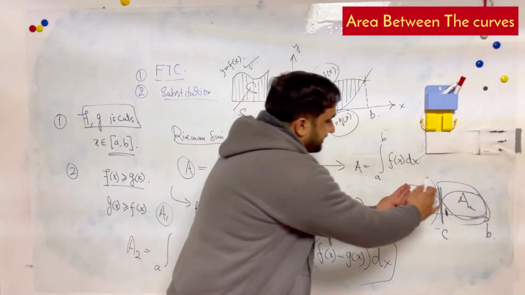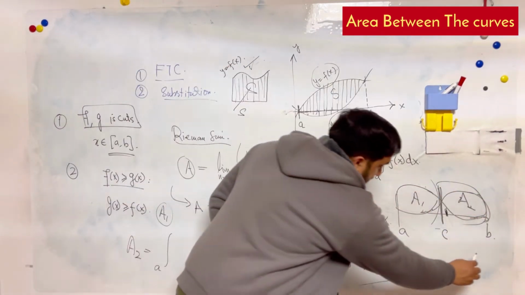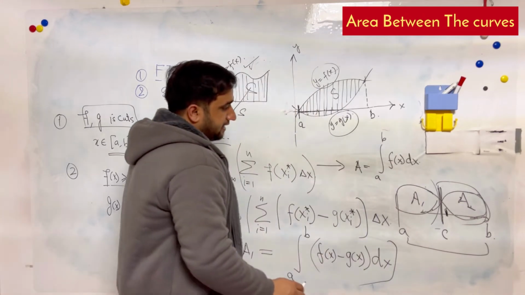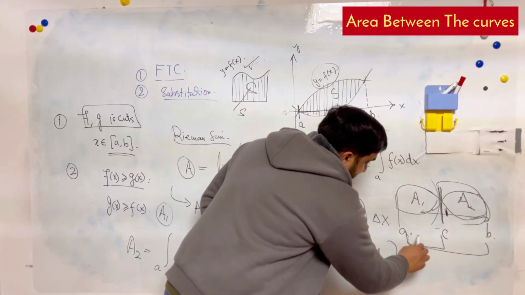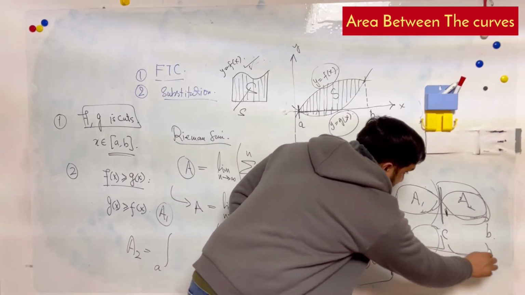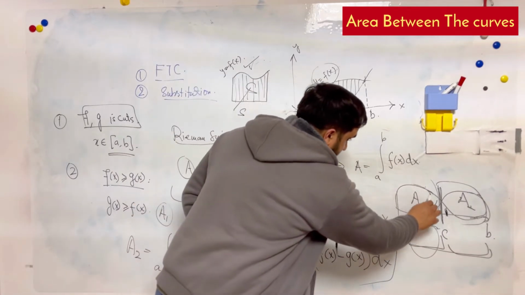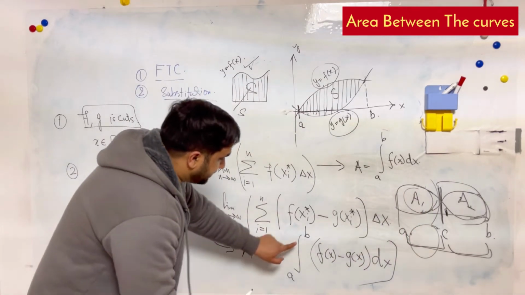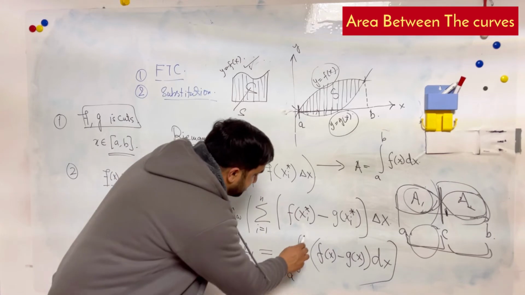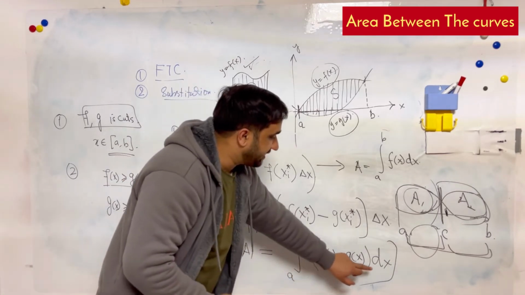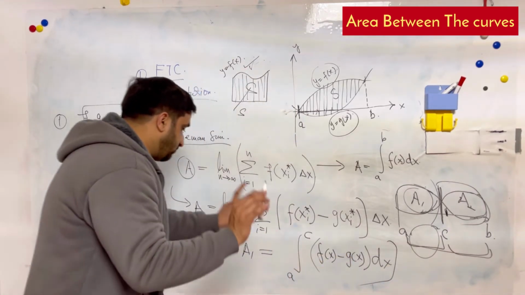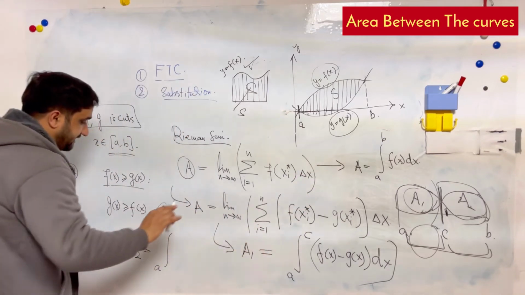So you will separate the limit points also. Your whole domain is A to B. But from A to C, the things are different, and from C to B, the things are different. So to calculate area 1, you will apply the integral from A to C of f of x minus g of x dx. This is done. Whatever the answer is, you will save it.